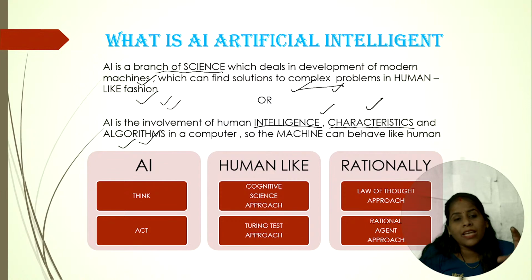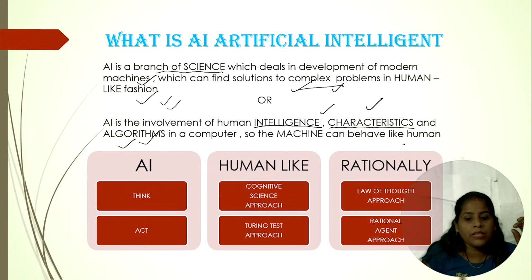In the COVID era, there were so many robots serving the COVID patients. Two years ago we saw that, and we listened about that. So the machine can behave like a human. So please see the emphasis on AI, involvement of human intelligence. Please note down these 4-5 lines. Please note down in your notebook.